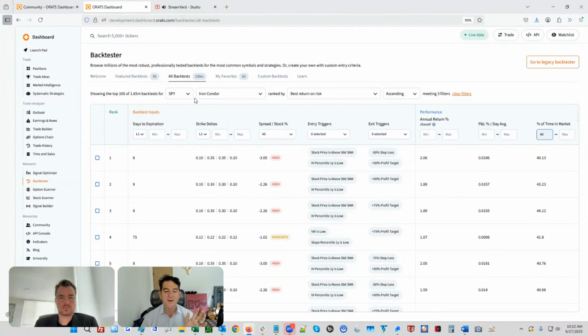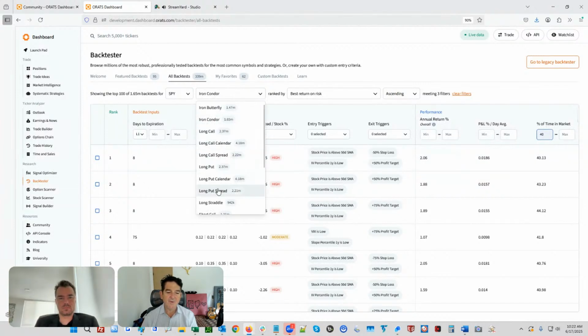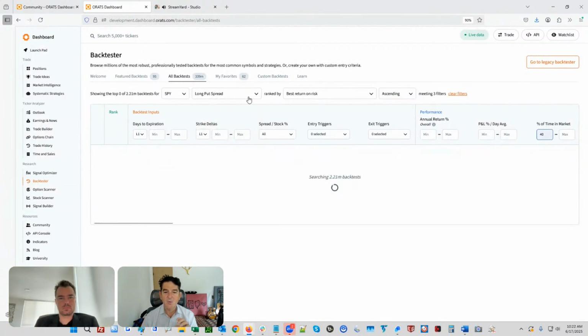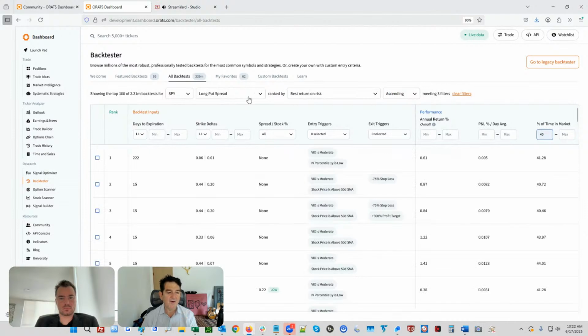So you don't have to go in and type in all this stuff and then see what the returns are. And for a few of our symbols, we have entry and exit triggers pre-canned. So you can find out when is the best time to do an iron condor, or when is the best time to do a long put spread, or when is the best time to do all these other types of calculations.